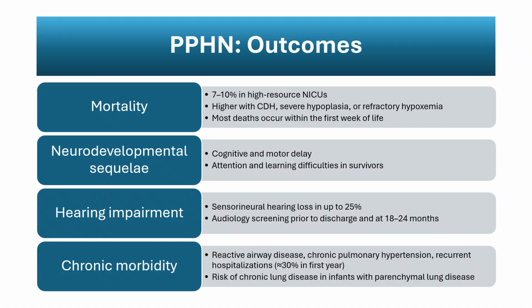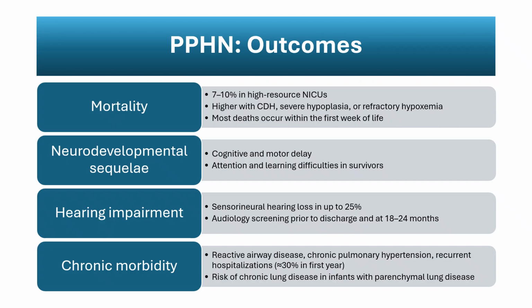PPHN carries a mortality rate of 7 to 10% in high-resource neonatal intensive care units, though risk increases significantly in infants with congenital diaphragmatic hernia, severe pulmonary hypoplasia, or refractory hypoxemia. Most deaths occur within the first week of life, reflecting the rapid onset of severe hypoxemia, right ventricular strain, and multi-organ compromise. Survivors are at risk for neurodevelopmental sequelae, including cognitive and motor delays, as well as attention and learning difficulties.